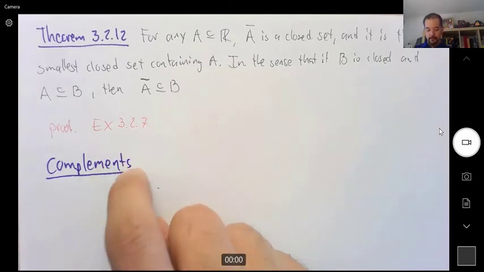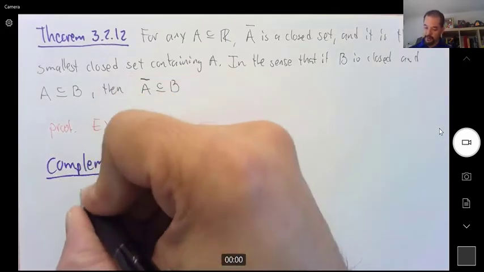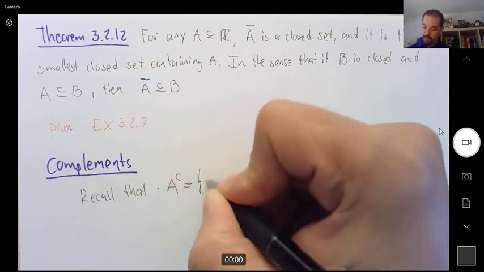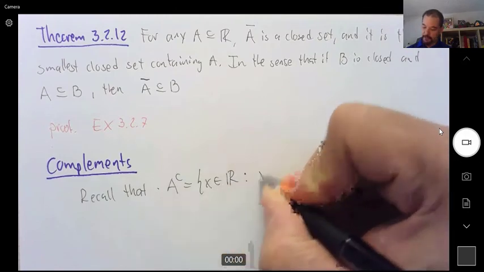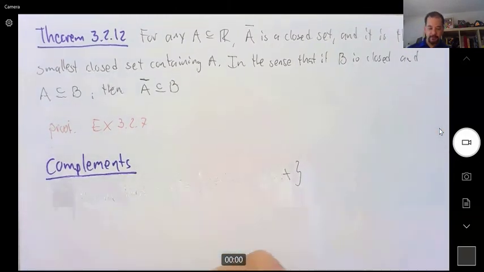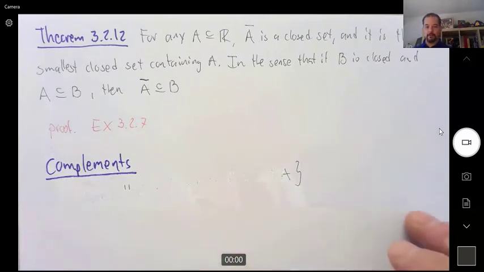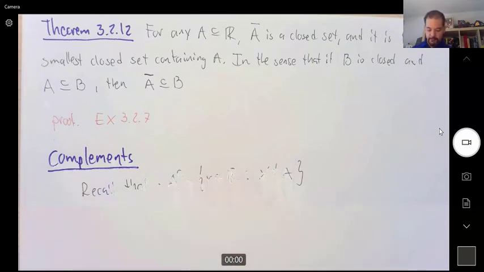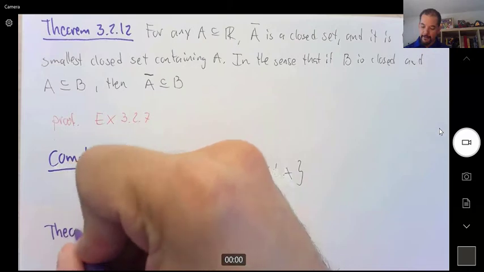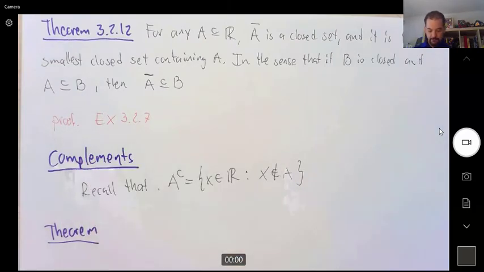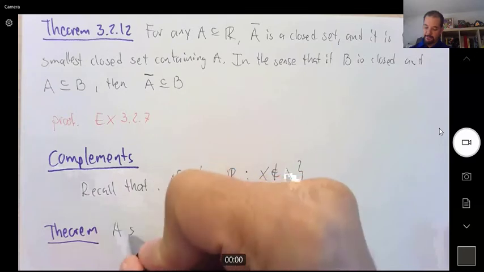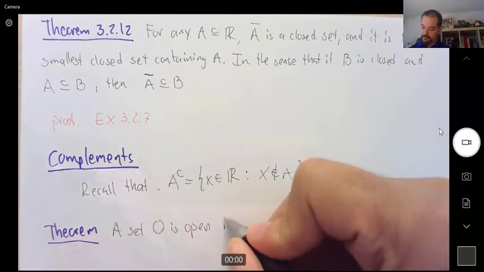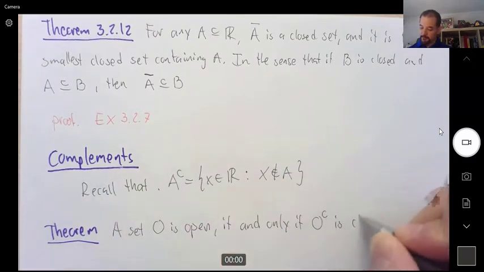So let's remember what a complement is. Recall that the complement of A is the set of real numbers that do not belong to A. That's the complement of a set A, and that's all you need to remember, because then the theorem says the following. Theorem: a set O is open if and only if its complement is closed.